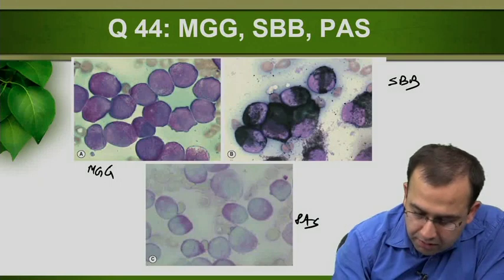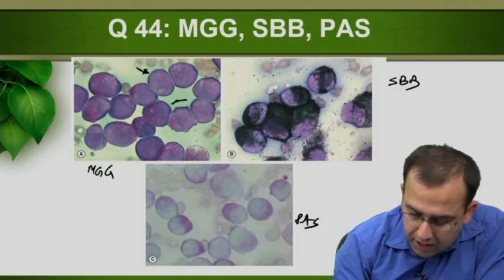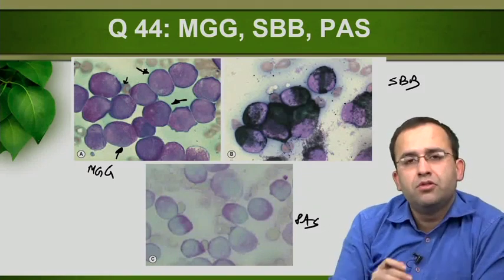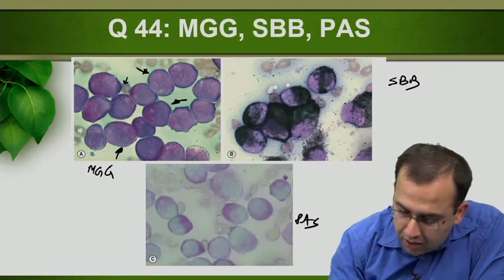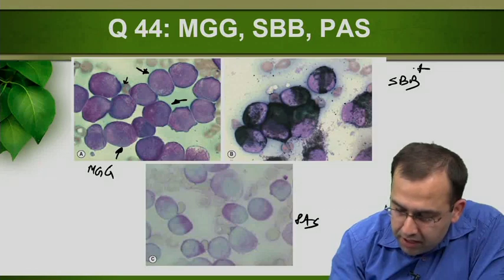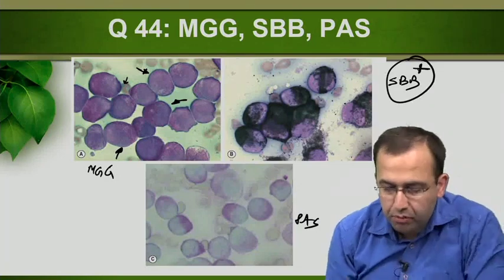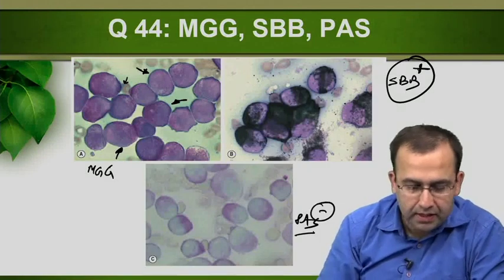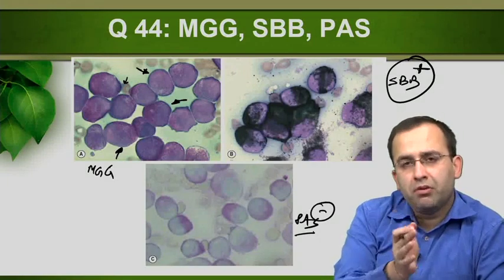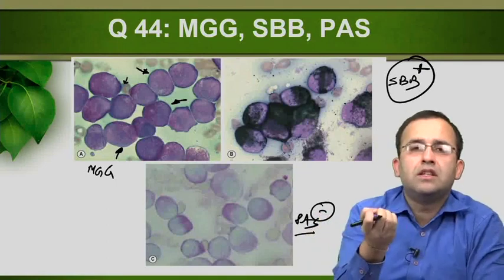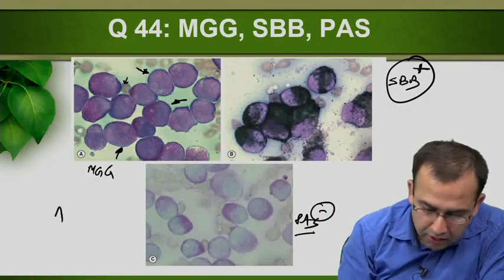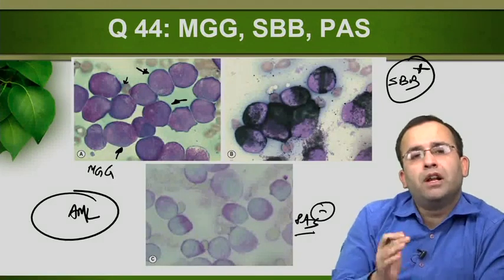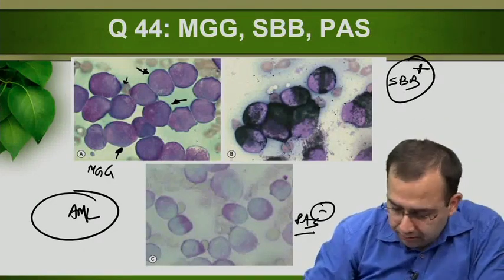This is a peripheral smear showing you the presence of large cells. They are much larger as compared to an RBC. So these are blasts, which are Sudan black B positive. Nothing can be more black than this. Sudan black B positive, PAS negative. You very well know myeloperoxidase and Sudan black B are stains for myeloblasts. So diagnosis: acute myeloid leukemia, AML.